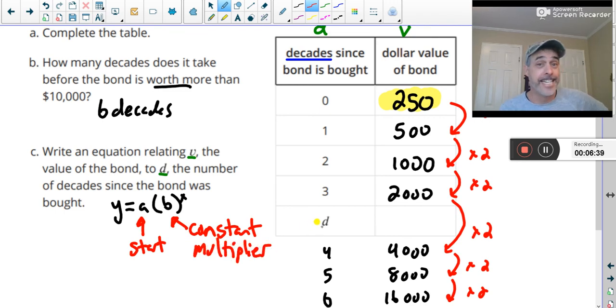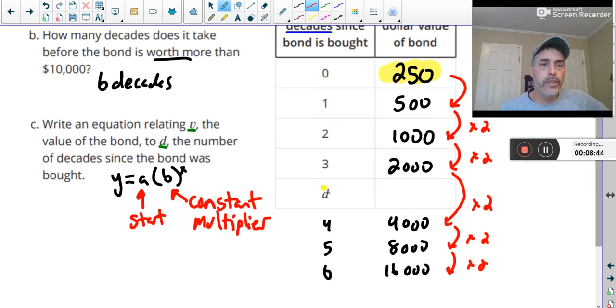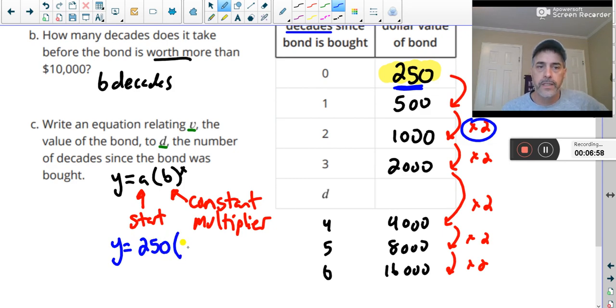Okay, so if I were to do this with y's and x's, I would say that my starting amount was this and my constant multiplier was this. So I'm going to start with y's and x's. Y equals my starting amount times my constant multiplier to the x power. I like to think in terms of y and x. I'm just comfortable with it.